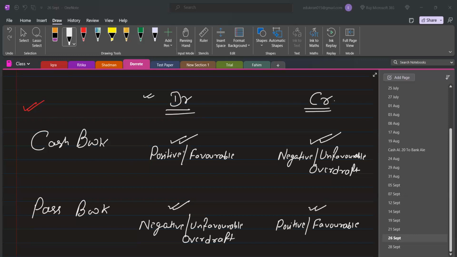Okay, so now it can be called in credit balance, it will be said credit balance as per cash book, or negative balance as per cash book, unfavorable balance as per cash book, or overdraft balance as per cash book. So there can be any sentence that will be given in the question. So you have to remember that debit balance of cash book is always positive or favorable. Same with the credit balance as per passbook. So both of these are opposite.